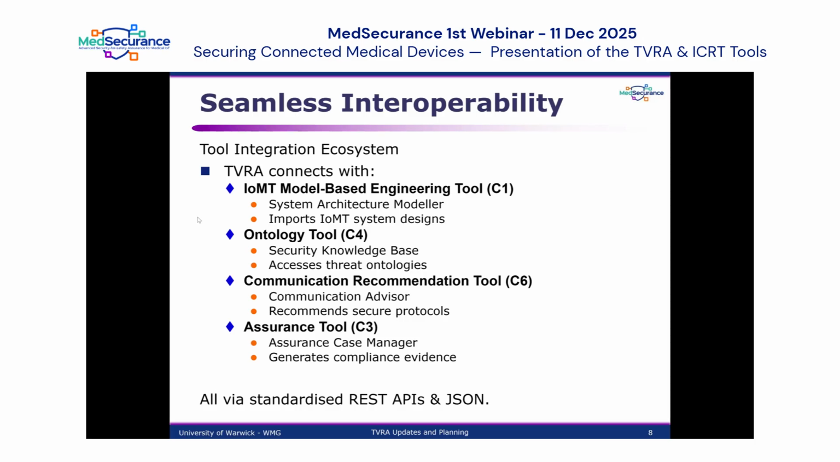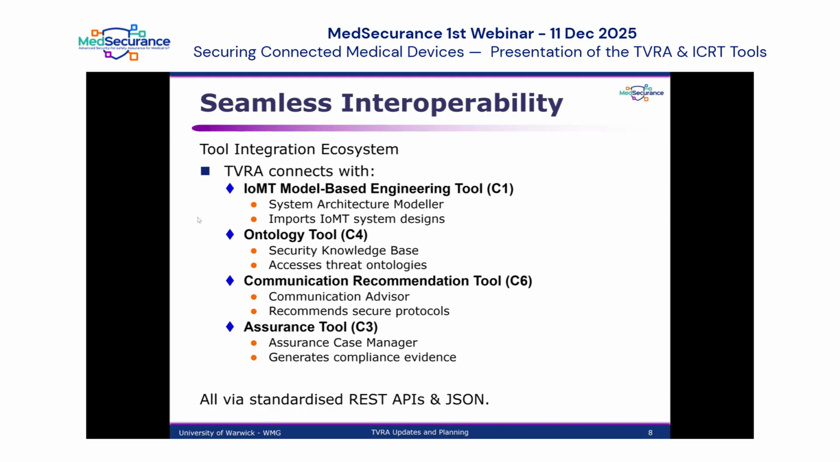The next tool is the ontology tool, which is a security knowledge base. They provide the access threat ontologies. So the TVR is also integrated with the ontology tool, and the TVR is also integrated with the communication recommendation tool, which is a kind of communication advisor, and they recommend the secure protocol.